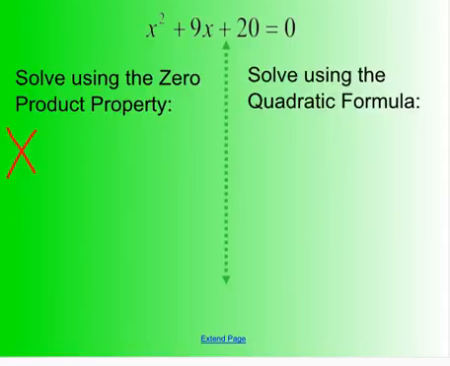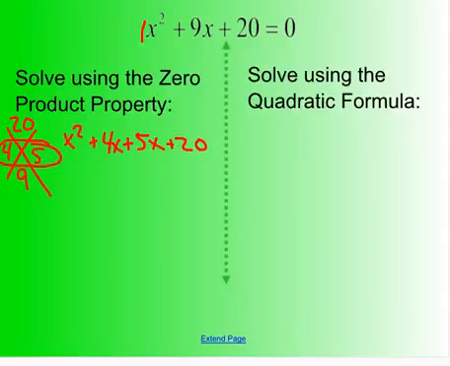How this works: I have a 1 times a 20, so I have a 20 on top. I have a 9x, so a 9 on the bottom. That is going to be 4 and 5. What I do is I replace the middle term with the 4 and 5, so I'm replacing the 9. So I have x squared plus 4x plus 5x plus 20. I took the 3 terms I was given and made it 4 terms, so that I can factor by grouping.